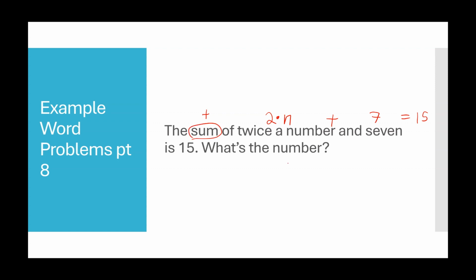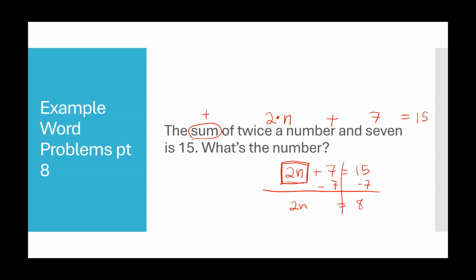What's the number? All right, well, let's do it. Twice a number plus 7 gives me 15. Like, if you didn't think about this, you just thought about something plus 7 is 15. Would you know what this something is? I mean, you probably do. It's 8.